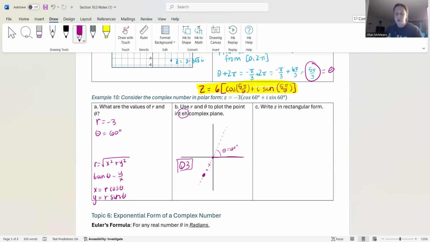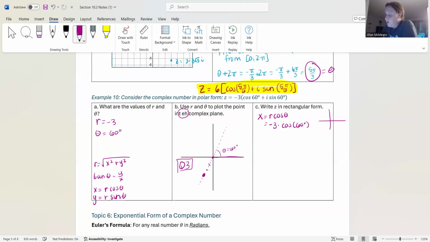So which of those would we need? We need a value for x and a value for y, because in polar form we have r's and thetas, but we need x's and y's. So let's figure out what x and y are. Remember, x equals r times cosine of theta. So that's negative 3 times cosine of 60 degrees.